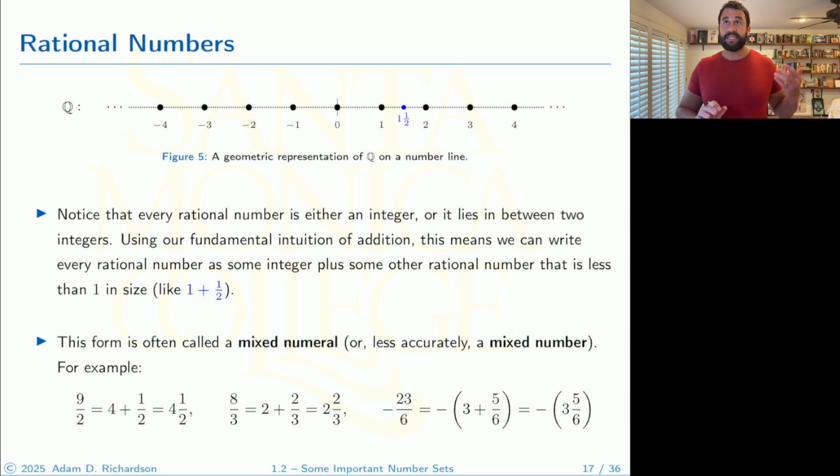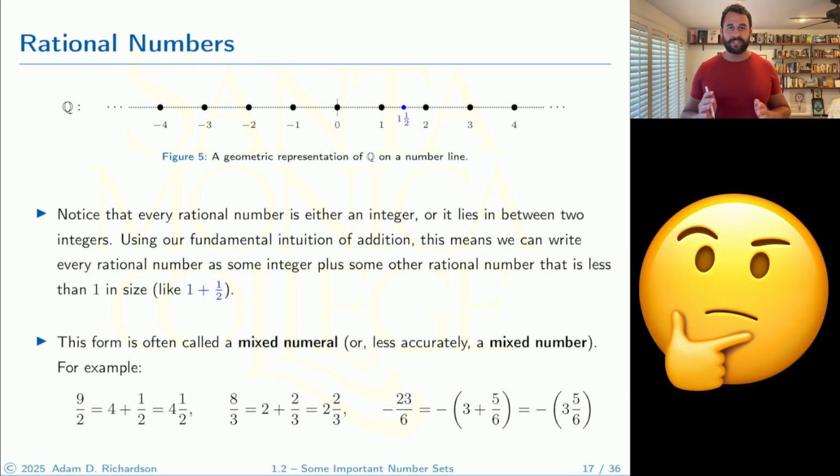Well, since every rational number is either an integer or it lies in between two integers, we can use our fundamental intuition of addition, and we can write every rational number as an integer plus a fractional part. So think about that for a second. Let me throw up the thinker and I'll say it again. Every rational number can be written as an integer, or it can be written as an integer plus a fractional piece that's smaller than one, right?